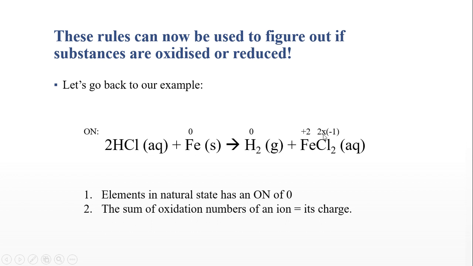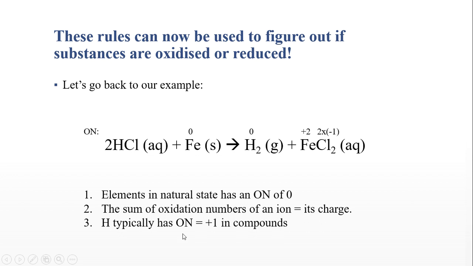The sum of all the oxidation numbers in an uncharged compound is 0, if you remember. So this needs to add up to 0. So 2 times -1 is -2. If we add -2 together with +2, it's 0. So this all fits the bill, so to speak.